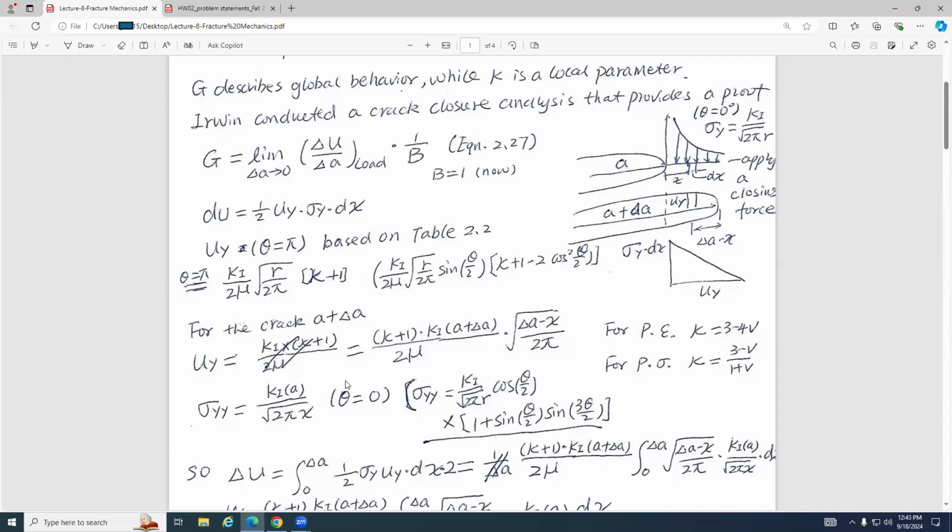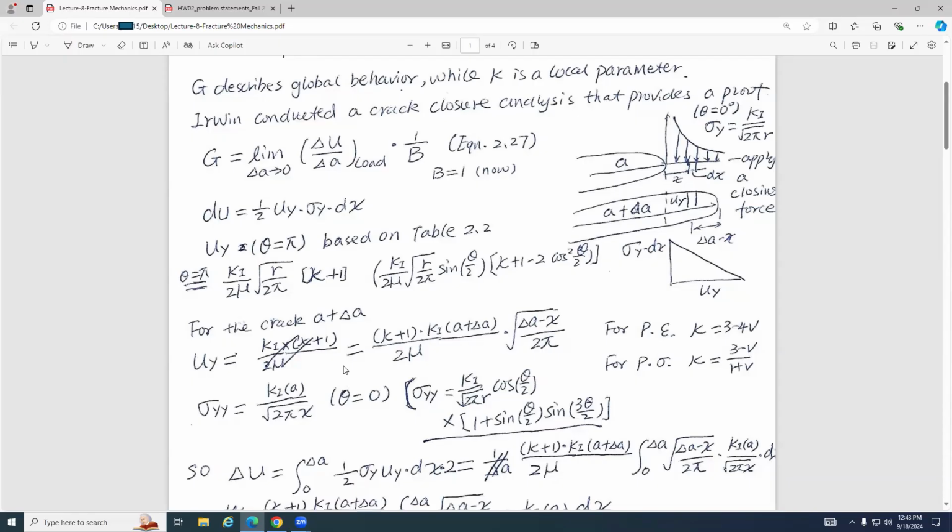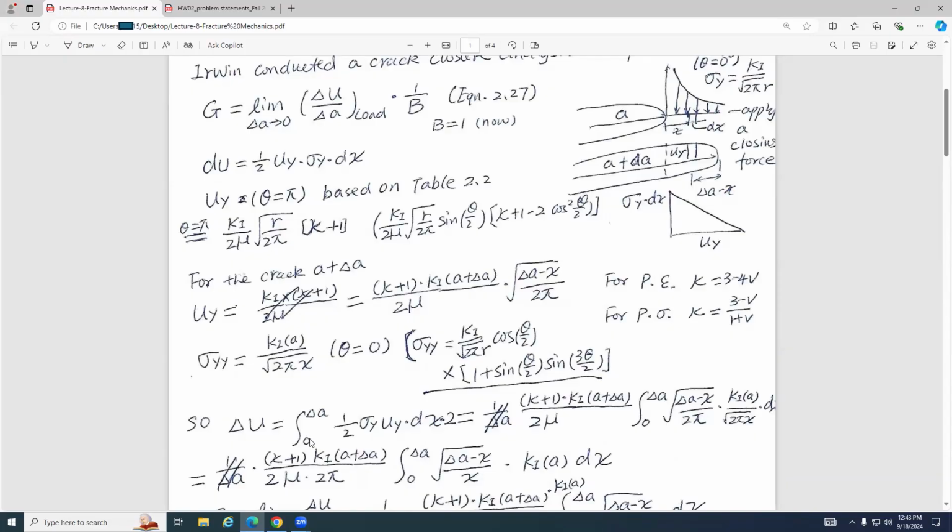I'll just plug in this equation. Now, the delta U here will be equal to what? Delta U will be equal to the integral from 0 to delta A, where delta A is so long, of 1/2 uy sigma y dx. You need to multiply by 2.